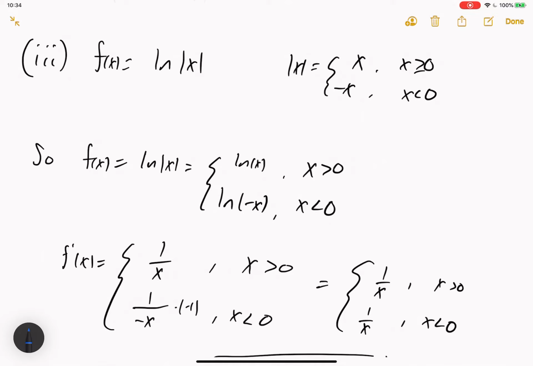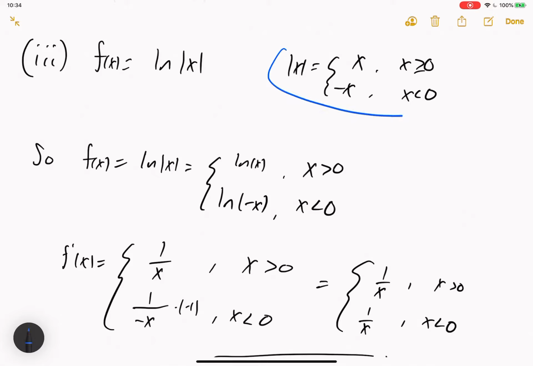So the third one is going to be f of x equal to the ln of the absolute value of x. So this is kind of different because ln of x itself is only defined when x is greater than 0. If we have the absolute value of x, it's defined everywhere except for x equal to 0.